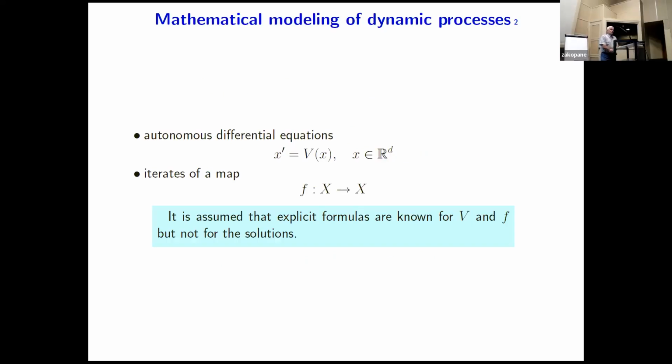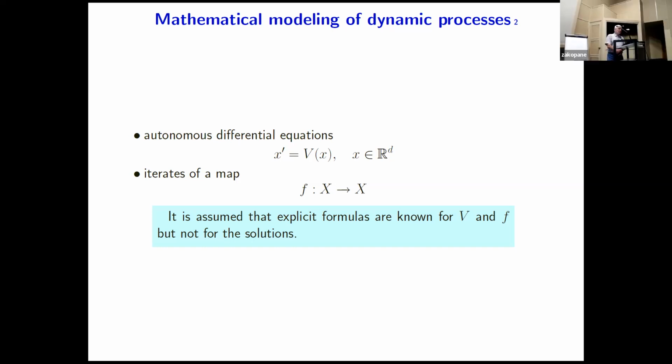In terms of applications, of course, when you speak about dynamics, you think about an autonomous differential equation, or you just take a topological space and a map, and you keep iterating it. So you have these two versions of a dynamical system, with continuous time and discrete time. But if you want to make applications, you assume that explicit formulas for this vector field V or for the map F are known. You're interested in solutions.